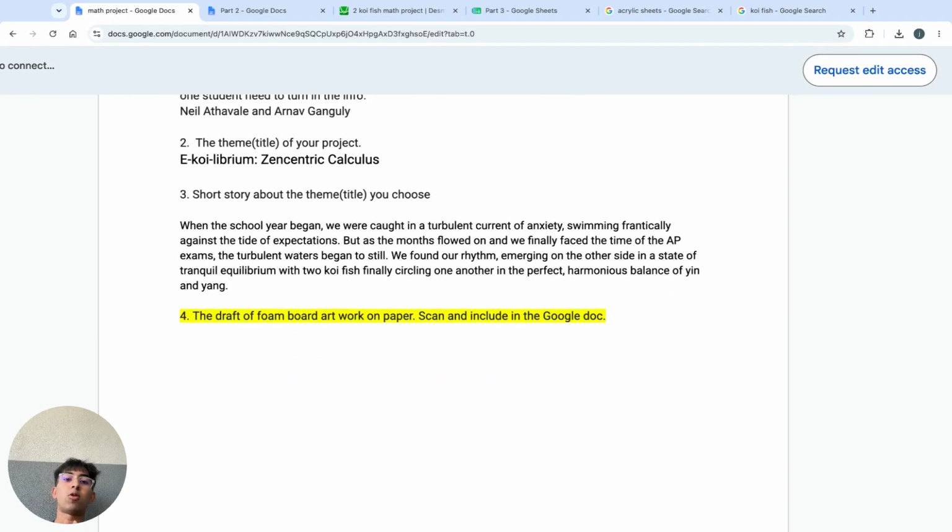So, a short story about our project is that in the beginning of the year, we were filled with anxiety because there was a tide of expectations against us. But as the months flowed on and we finally faced the time of the AP exams, the turbulent waters began to still, and we began to find our rhythm, emerging on the other side in a state of tranquil equilibrium, with us being the two koi fish finally circling one another in a perfect, harmonious balance of yin and yang.